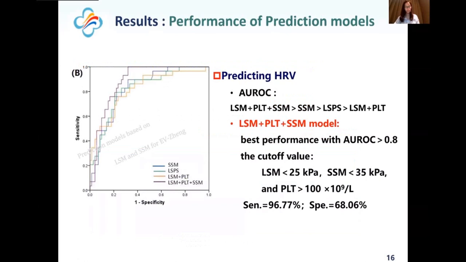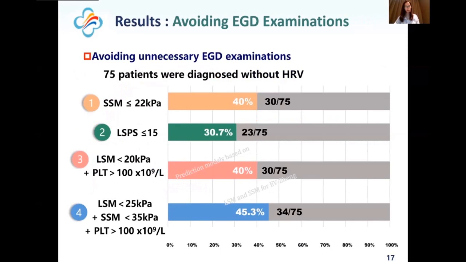ROC curves of these different models for predicting HRV were shown on the left. The LSM, SSM plus PLT model has the best performance. The area under the ROC curve of this model was more than 0.8, and the cutoff values of this model are LSM less than 25 kilopascal, SSM less than 35 kilopascal, and PLT more than 100 billion per liter. Here lists the cutoff values of these four prediction models.